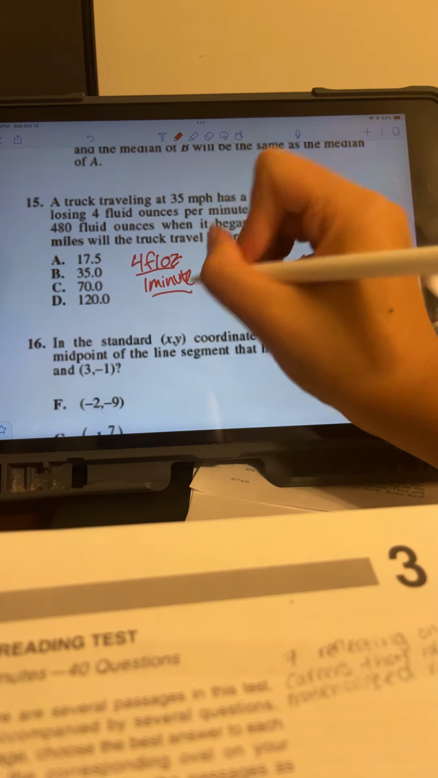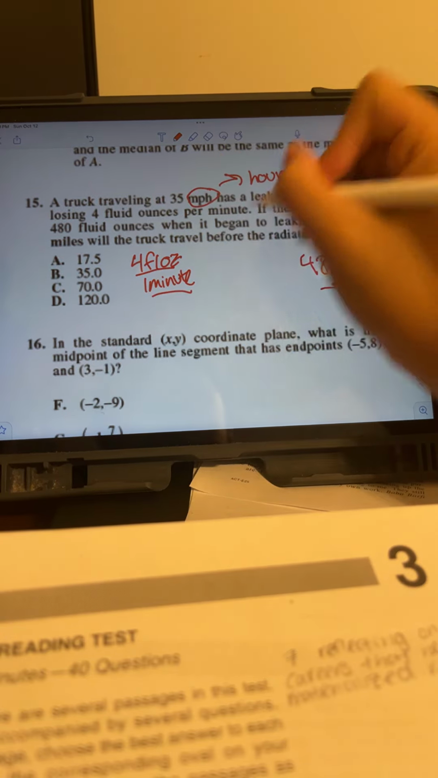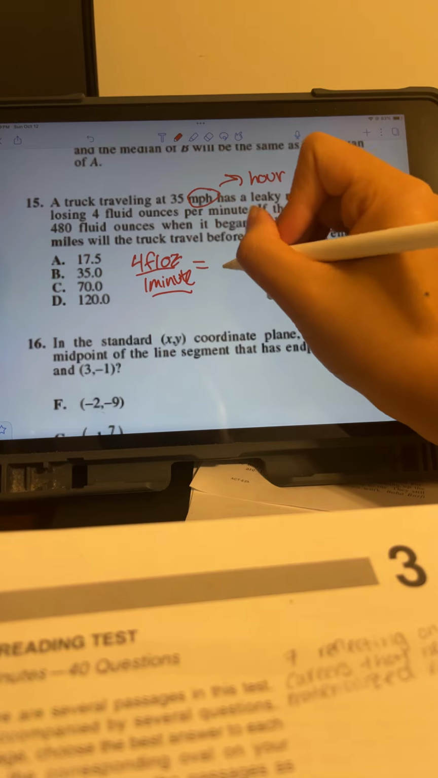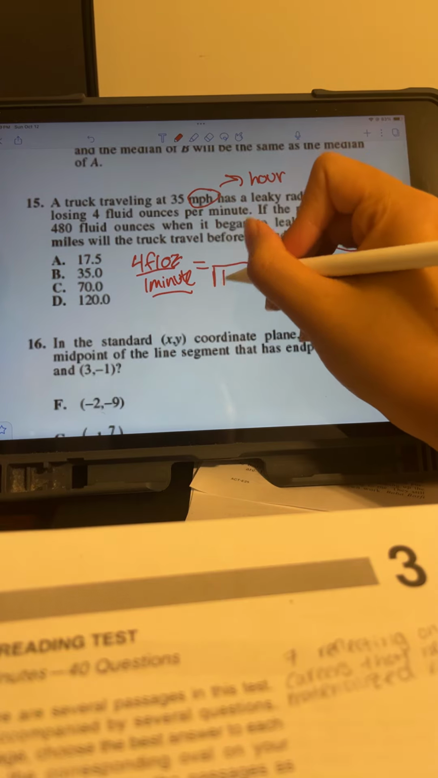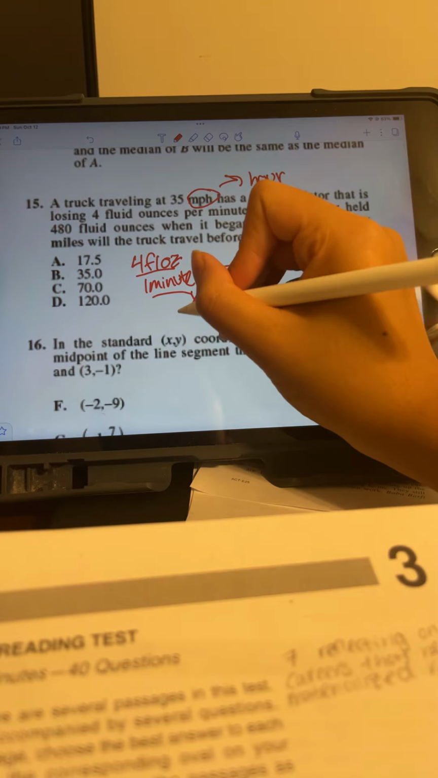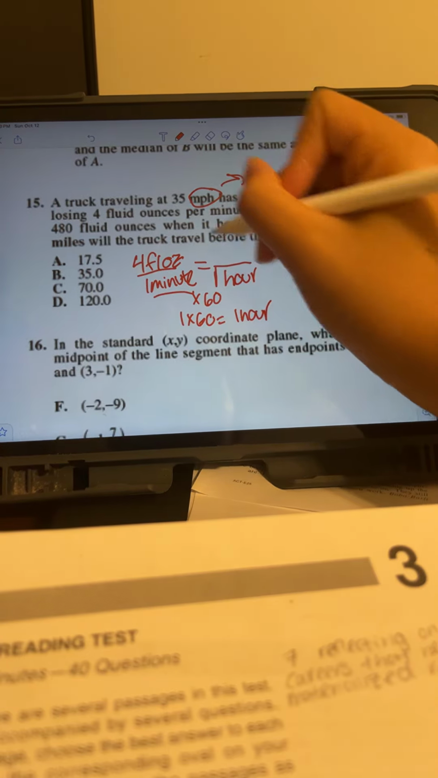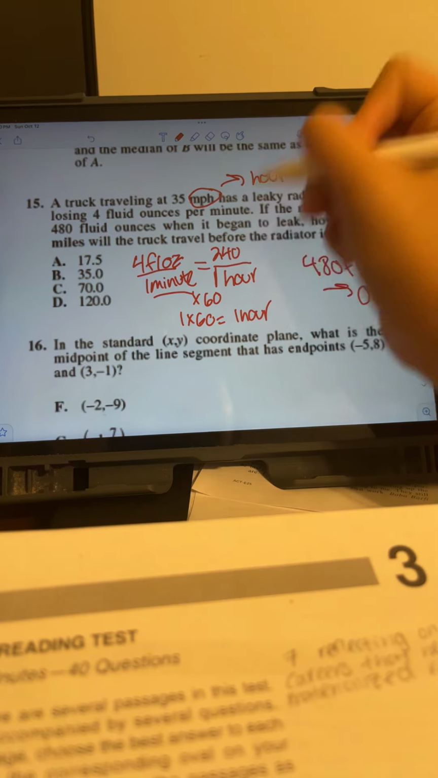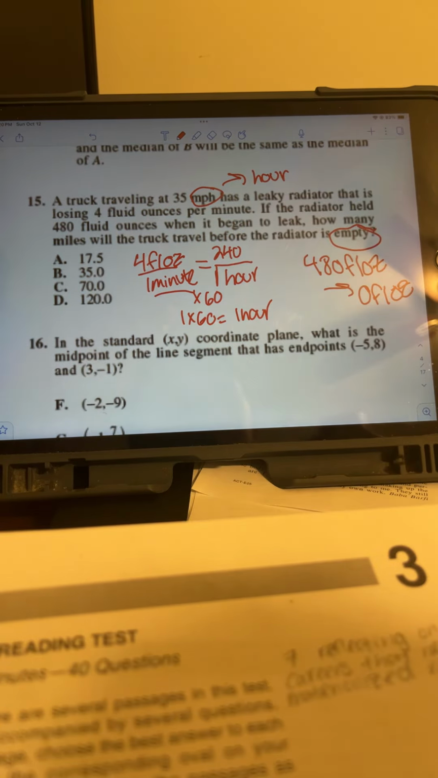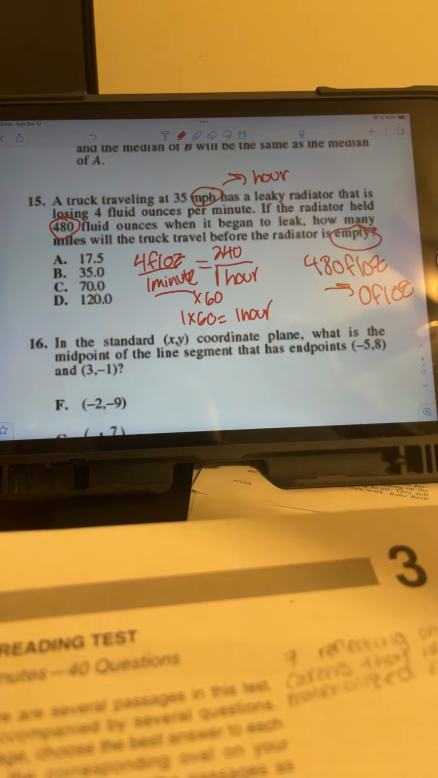But notice how this is in minutes. This is an hour. So we have to convert this into hours. So 1 hour. And how do you do that? You multiply minutes by 60, because 1 minute times 60 equals 1 hour, right? So this becomes 240.